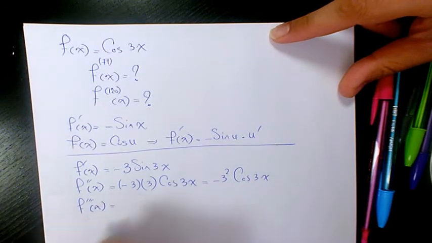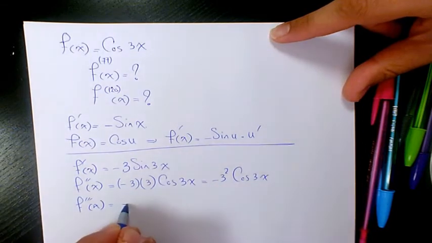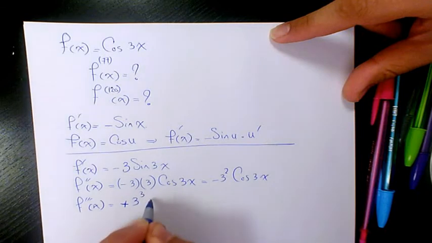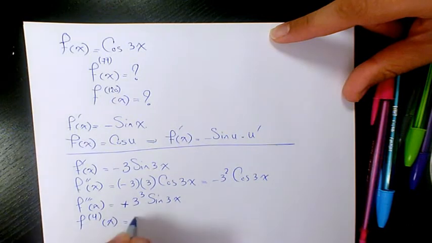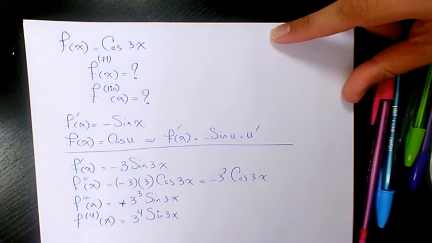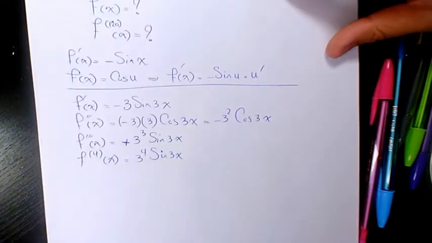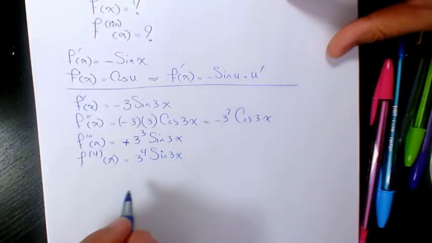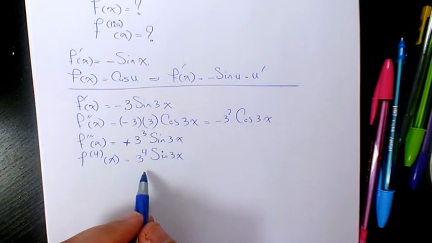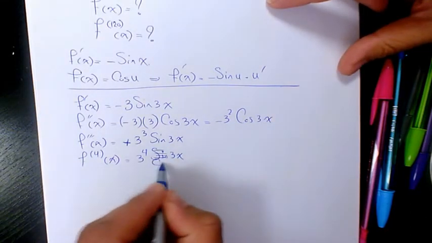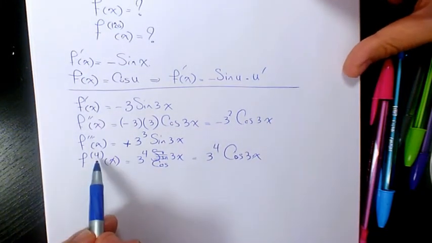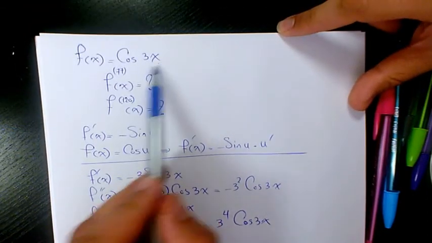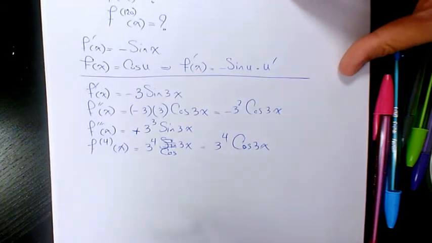The third derivative will be positive 3 cubed sine 3x, and the fourth derivative will be 3 to the power 4 cosine 3x, because the fourth derivative has to have the same function as the original function.